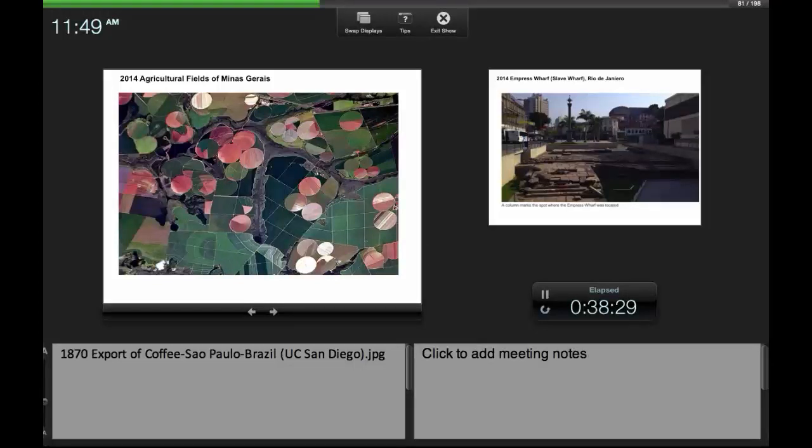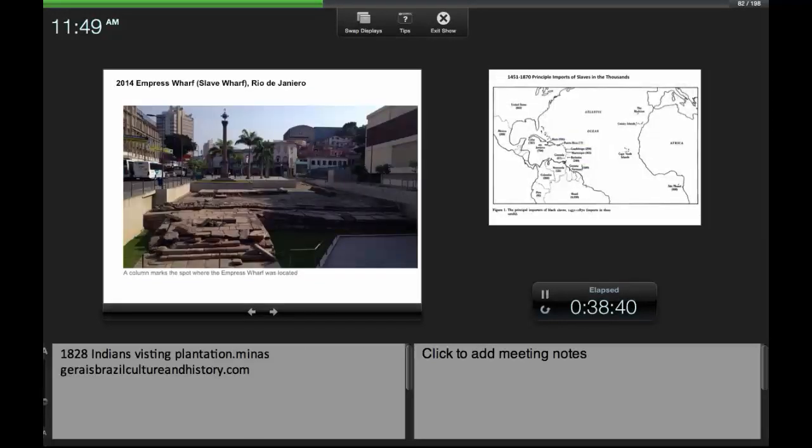So one of the ideas of this class, and in general, is to understand that some of these systems persist into the present. You guys are going backwards. I usually go forwards. Rio has grown so fast that they just unearthed the remains of the Empress Wharf where the slaves were imported. And they were originally going to bury it, but they've decided to leave it as a sort of monument.